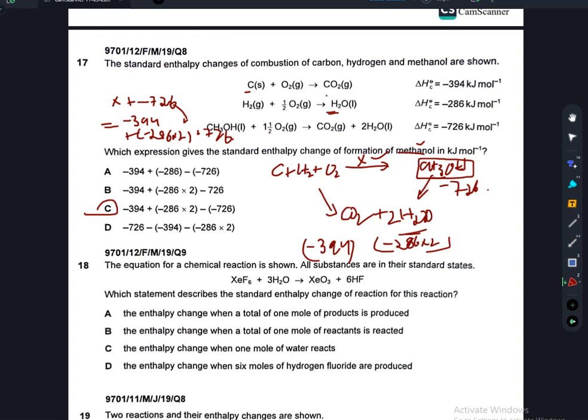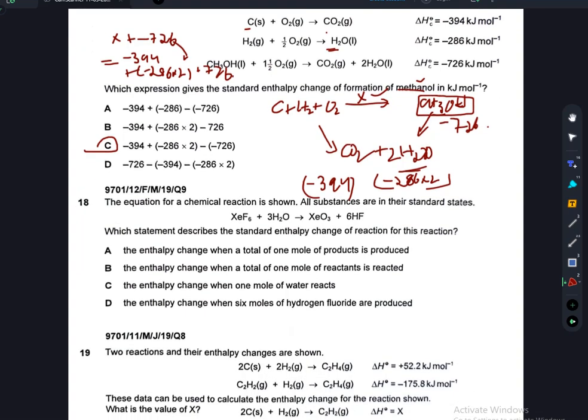The best possible solution. An equation for a chemical reaction is shown. All of the substances are in their standard states. Which statement describes the enthalpy change of reaction for this reaction? What is enthalpy change of reaction? It is the enthalpy change when one mole of product is formed from its elements in their normal physical state. Enthalpy change when one mole of product, or not, 1 mole of xenon trioxide. So this is incorrect.